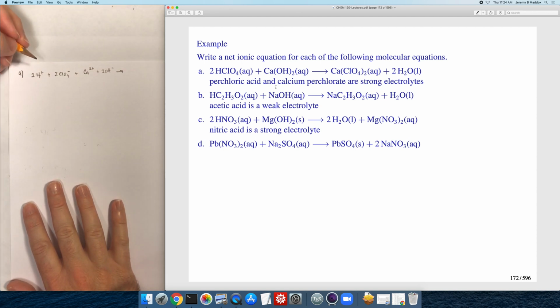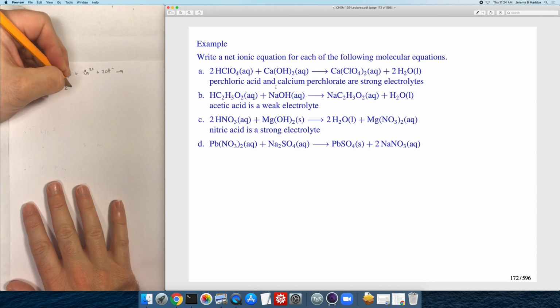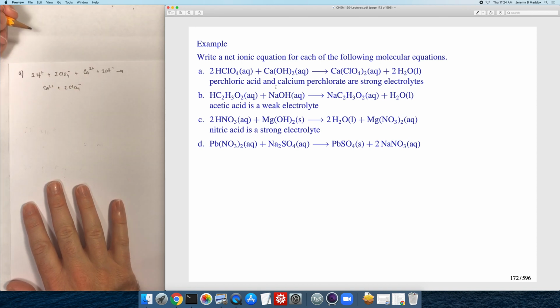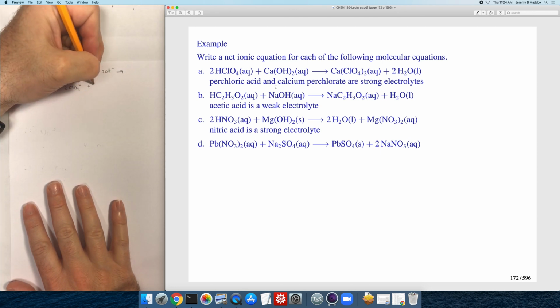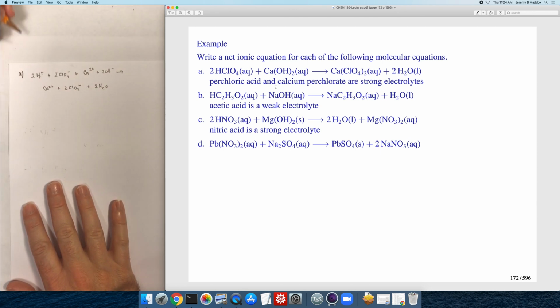For the products, the calcium perchlorate is also a strong electrolyte. And we're going to have 2 perchlorate ions there. And then the water is not a strong electrolyte, so we're going to leave that one alone. So this is the total ionic equation, or the complete ionic equation. Those are synonyms of one another. And the next step is to cancel out the spectator ions. So we see that calcium appears on both sides and perchlorate appears on both sides. We can cancel those out. And that's going to give us the net ionic equation.